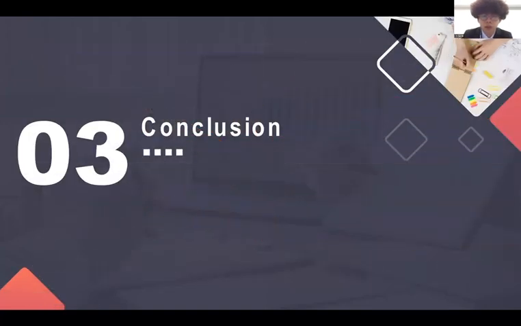Finally, let me summarize this presentation. Asymmetric information is a source of potential market failure, causing society's scarce resources to be allocated inefficiently. Inadequate information about sellers and their products may lead to moral hazard and adverse selection.